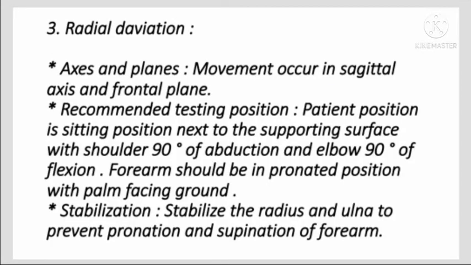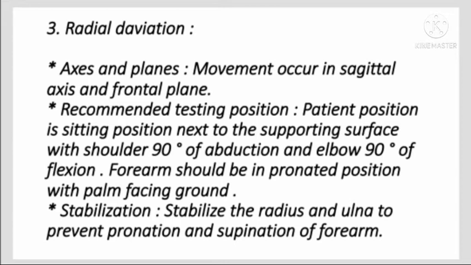Radial deviation. Axis and plane. Movement occur in sagittal axis and frontal plane. Recommended testing position. Patient position is sitting position next to supporting surface with shoulder 90 degree of abduction and elbow 90 degree of flexion. Forearm should be in pronated position with palm facing towards the ground.